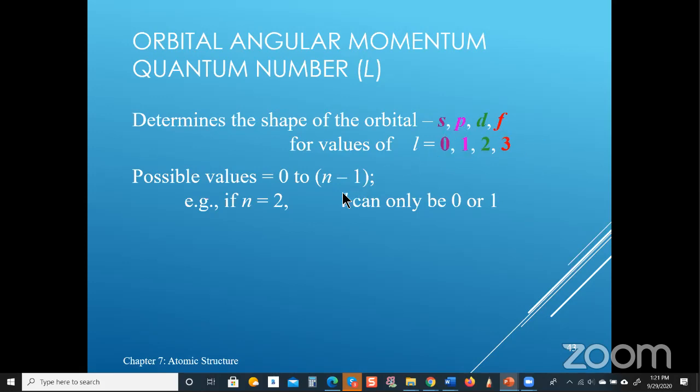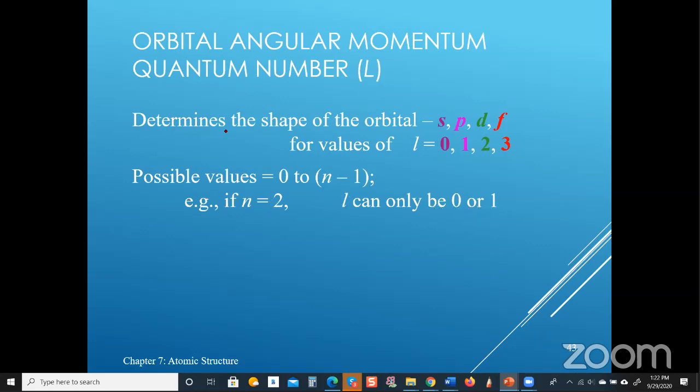Now, the value of L is dependent on the value of n, the shell from which the L values originate. So, as stated here, the possible values of L start from 0 as the lowest value, and the maximum value would be n minus 1 and all integers in between, all right? So for example, if n is equal to 2, then the only possible values of L can be 0 or 1, because 0 is the lowest value, and then the maximum value is 2 minus 1, which is 1. So those are the only two possible values of L.